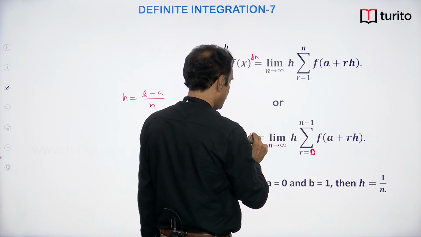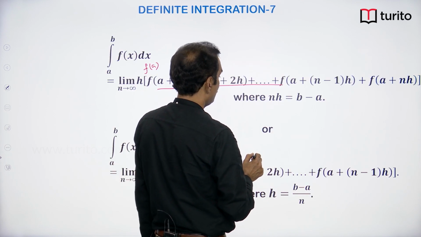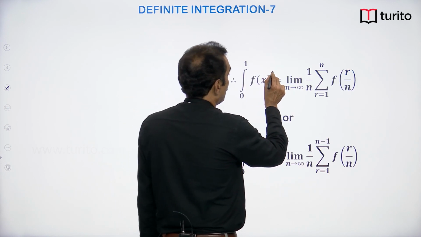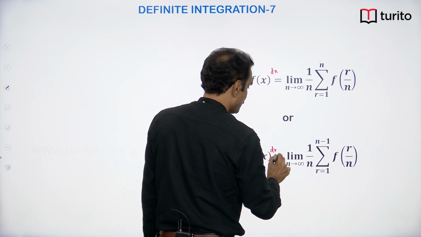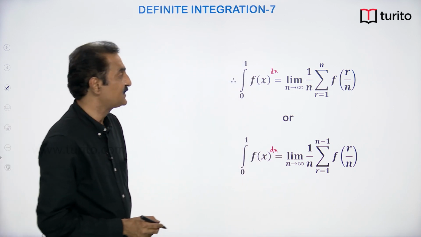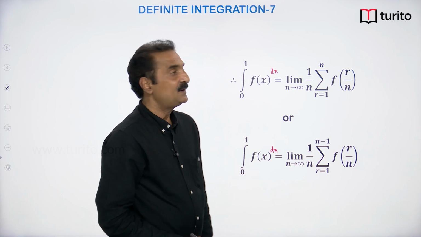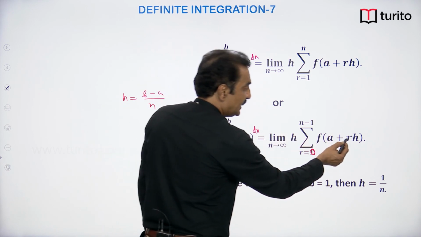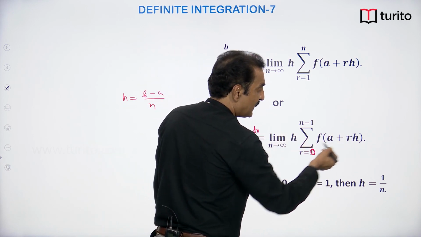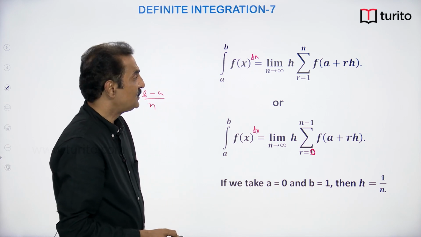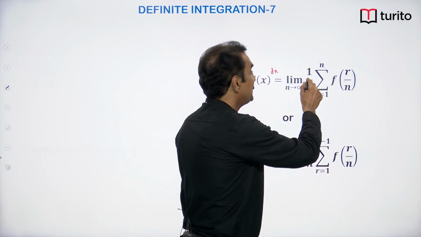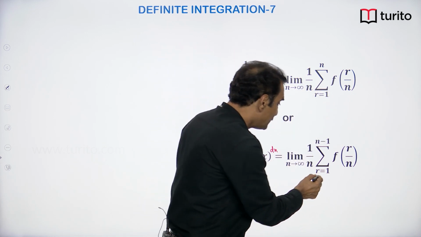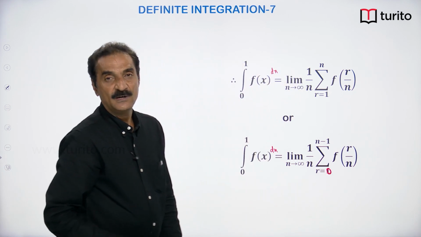dx. Dx is missing. Integral 0 to 1 f of x dx is equal to the limit as n tends to infinity of 1 by n sigma f of r by n. See, h is 1 by n, a is 0, then it becomes f of r by n, h is 1 by n. So this result will be the limit as n tends to infinity of 1 by n sigma f of r by n. In the first method, r varies from 1 to n. In the second method, r varies from 0 to n minus 1.